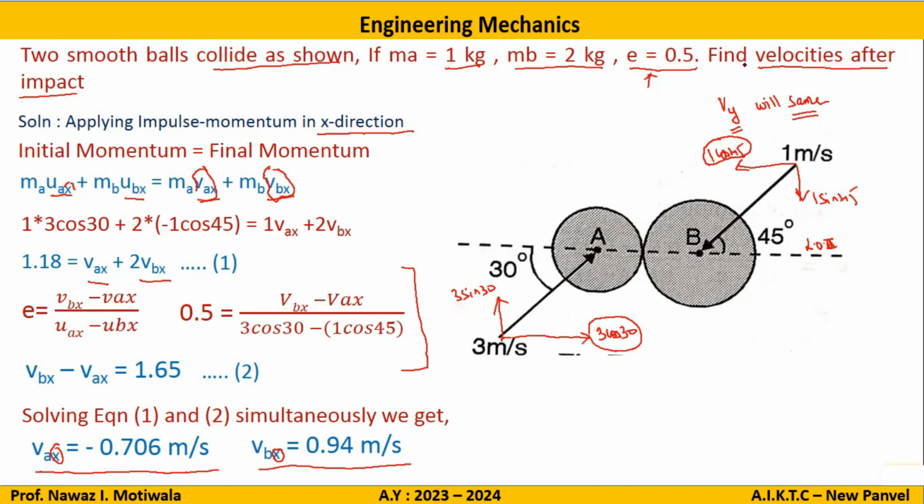The thing required in the question was to find velocity after impact. This means we have to find out the resultant velocity. So we have just now found out only velocities in x. Now we will apply the similar procedure in y direction and we will get the answer for VAY and VBY respectively. So let us start with that.